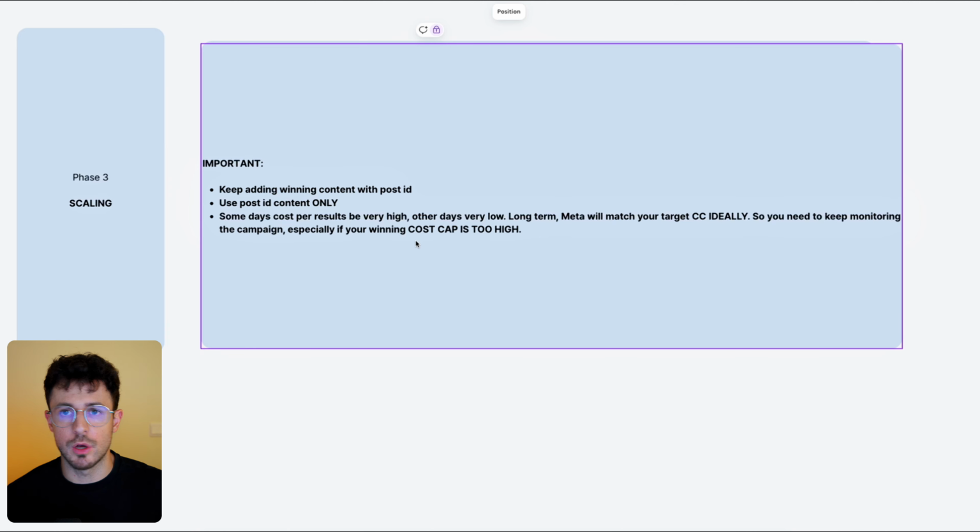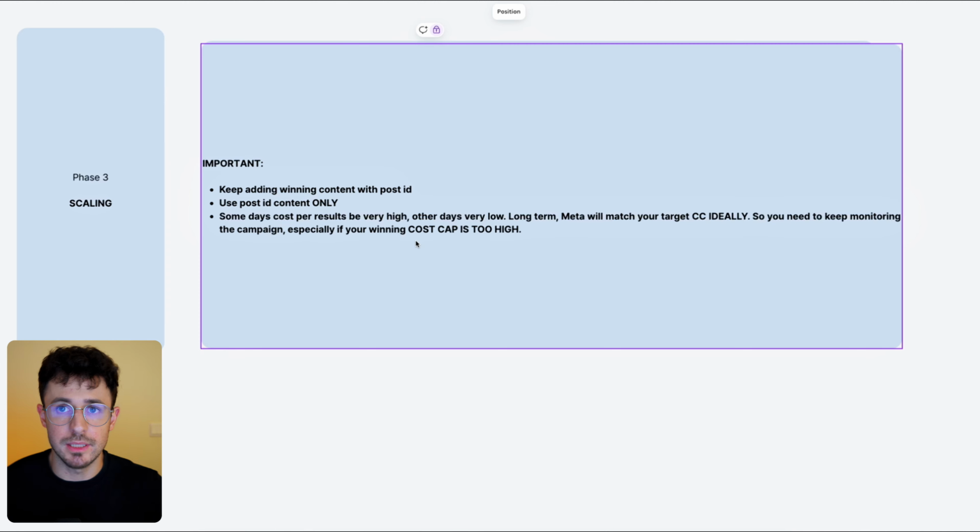If you have a low cost cap, or let's say an ideal cost cap, Meta can still spend money. And then in a one week period, you can see a cost per purchase of 100, even if you put a cost cap of 50. So you need to be very careful, because you need to see when these things are happening and you need to go switch things up.